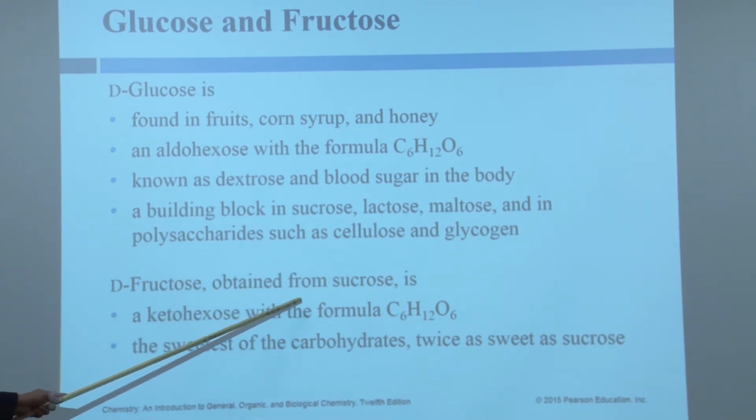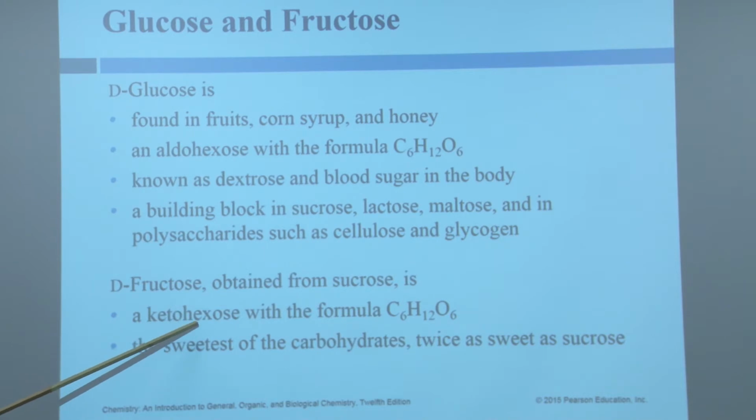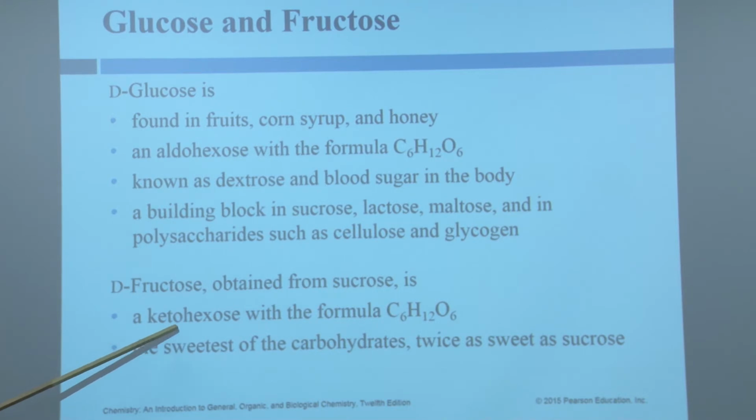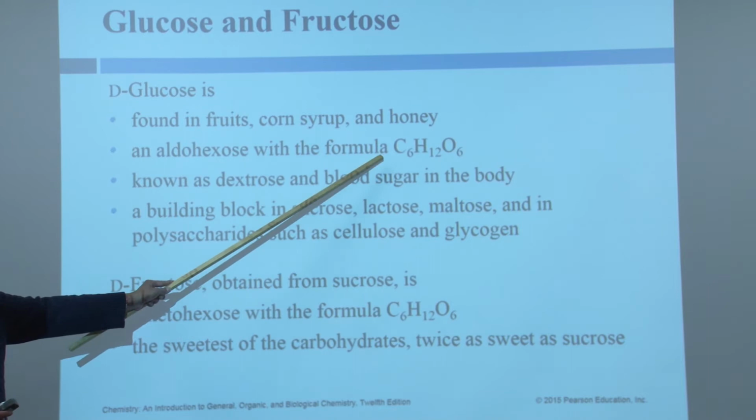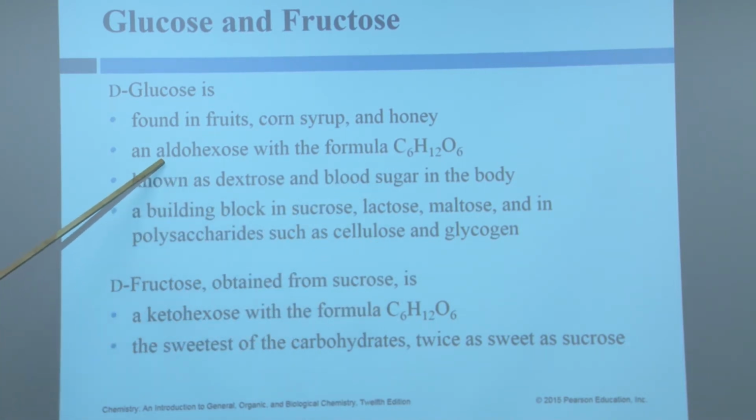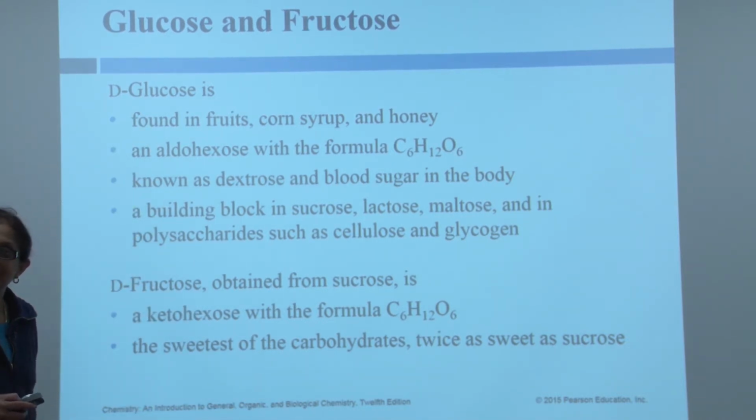Fructose is obtained from sucrose and is a ketohexose. We know what that means. It has a keto group on the second carbon, and a 6 carbon chain. The molecular formula is the same. Aldohexose, ketohexose. Fructose is the sweetest, twice as sweet as sucrose. Sucrose is table sugar. A table sugar molecule, sucrose, is a disaccharide. It has a fructose and a glucose unit together. Disaccharide, 2 units of monosaccharides.